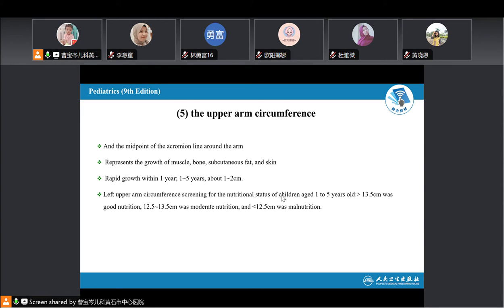More than 13.5 centimeters is good nutrition, 12.5 to 13.5 centimeters is moderate nutrition, and less than 12.5 centimeters is poor nutrition.